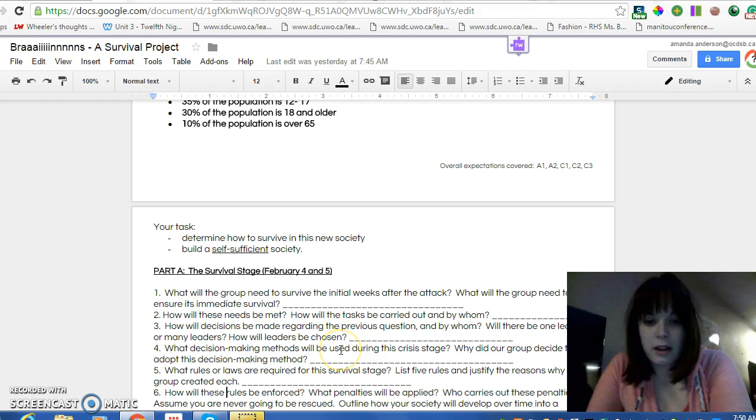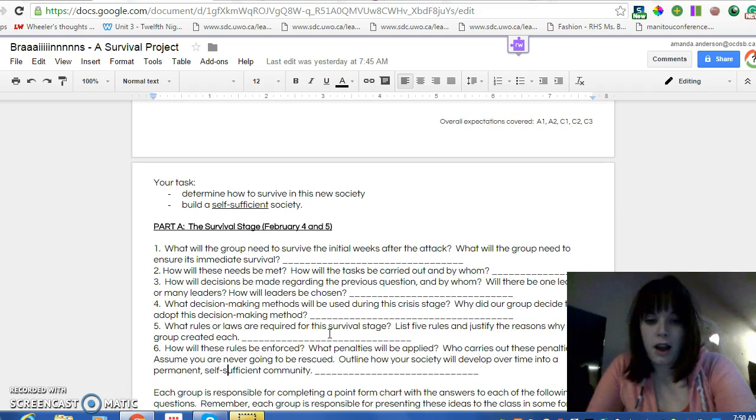Decision-making methods. How will your group decide? So let's say someone has some sort of infectious disease. How do you decide what you're going to do with that person? What's the decision-making method? Do you vote? Do you just follow whatever the leader decides? What's your decision-making method?